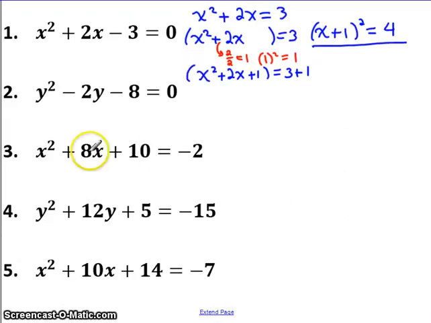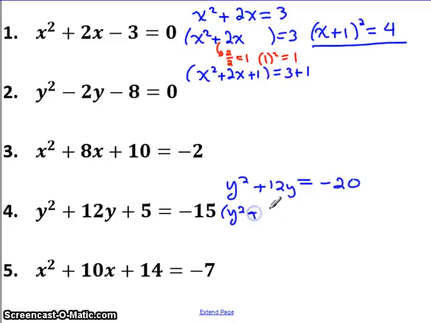Let's try another one down here. Number 4, you notice that there's a number on this side that's not 0, and that really doesn't matter. We're just going to take the 5 and subtract from both sides, and we'll pretty much be in the same place as we were before. So here we go. Y squared plus 12y is equal to negative 20. So again, I've subtracted 5 from both sides. Negative 15 minus 5 gives me negative 20.